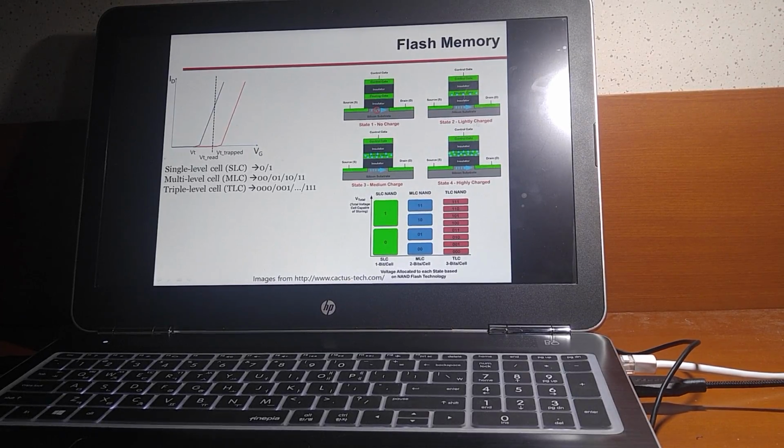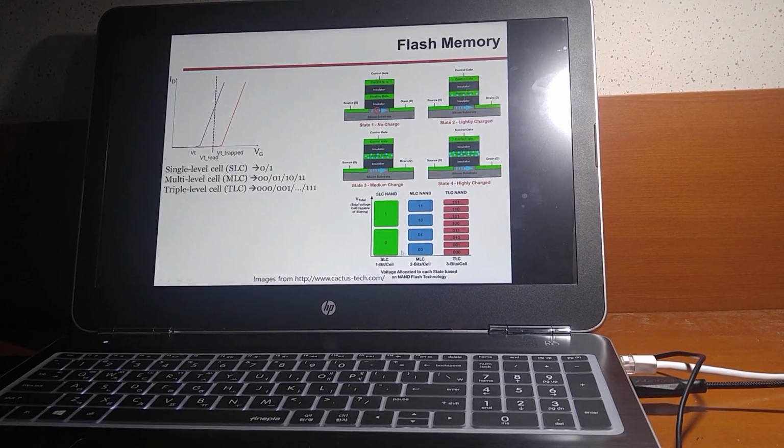And for state 1, there is no charge, so no carriers are moving. And if we lightly charge, there will be some tunneling effect. So the electrons are going to tunnel through the insulator and get to the floating gate. And if we give the medium charge, more will be on the floating gate, and if we give a high charge, even more electrons are going to be saved in the floating gate. And this is for SLC, and this is for MLC for 1 bit, 2 bit, and 3 bit.